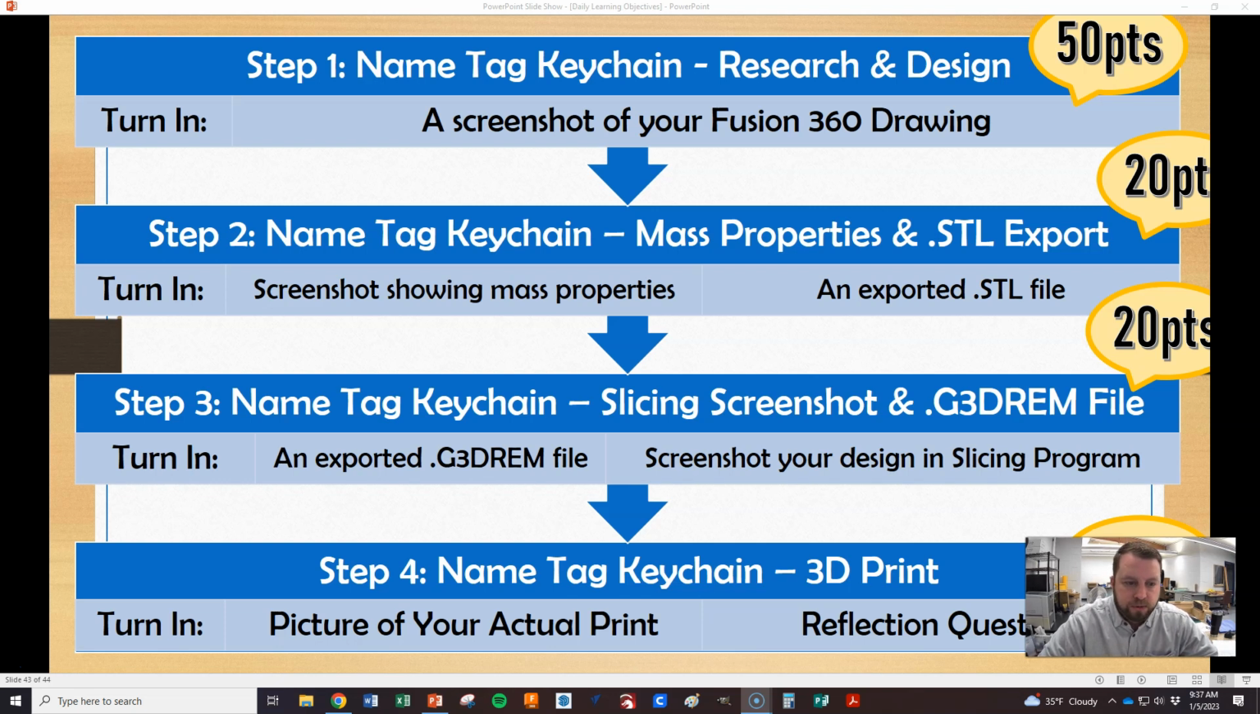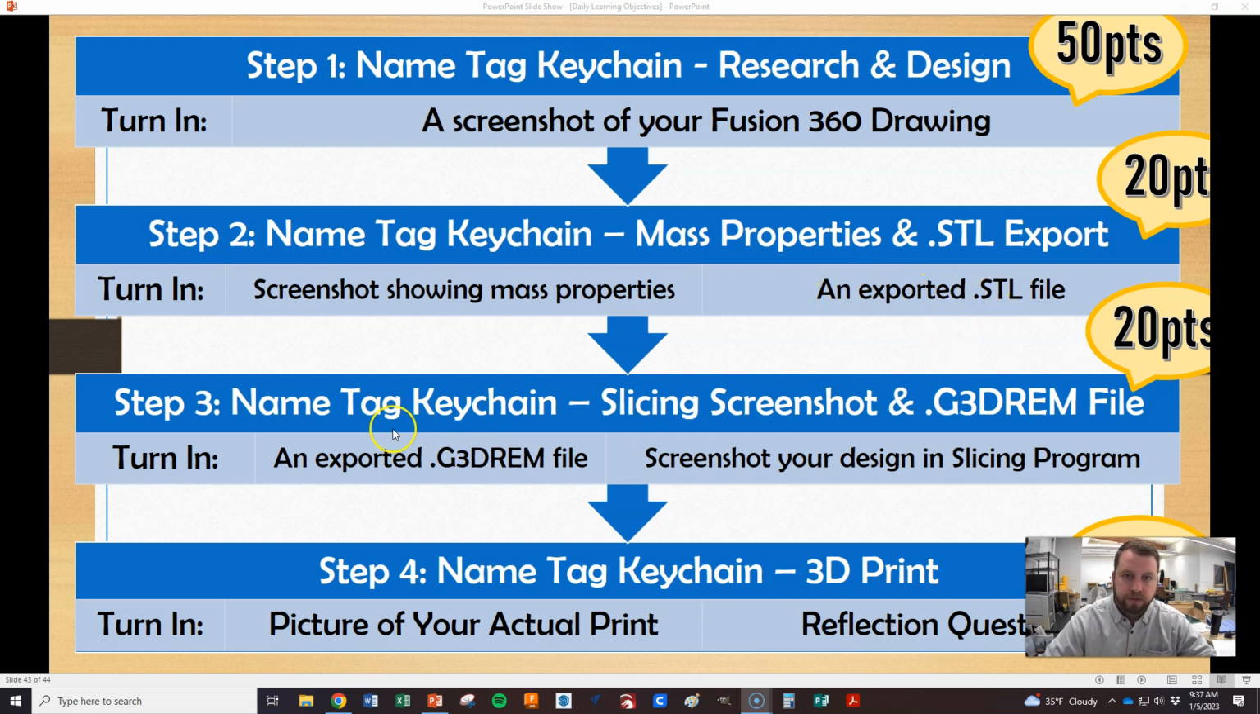All right, so now we're here to talk about step 3, which isn't too difficult. Just some details we need to get out, and we have to run it through a special program in order to get the correct file. So in step 2, you created a screenshot that showed your mass properties, attached that to the assignment, and also exported an STL file.